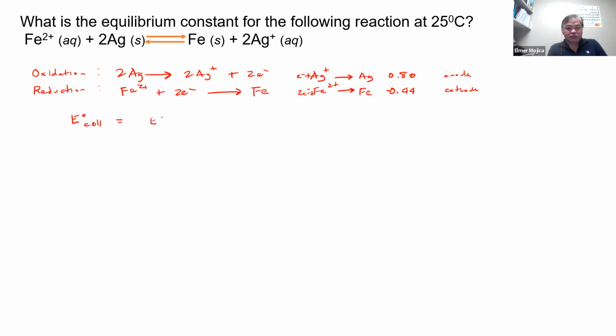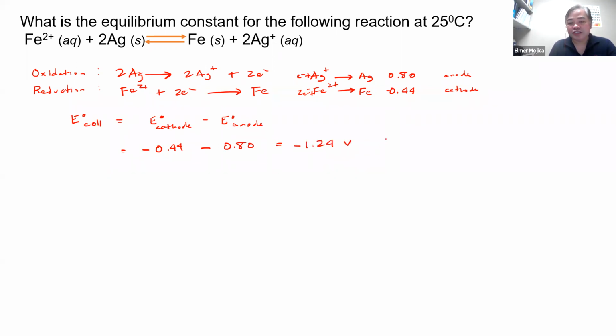cell potential is just equal to the one that is happening in the cathode minus the one that is happening in the anode. We're not going to change the sign because we took it as the reduction potential. All we need to do is identify which happens in the cathode and which happens in the anode. The one that happens in the cathode is this one, the iron, so we're going to put there the 0.44. Then we subtract the one that we have as 0.80, giving us a cell potential equal to negative 1.24 volts.